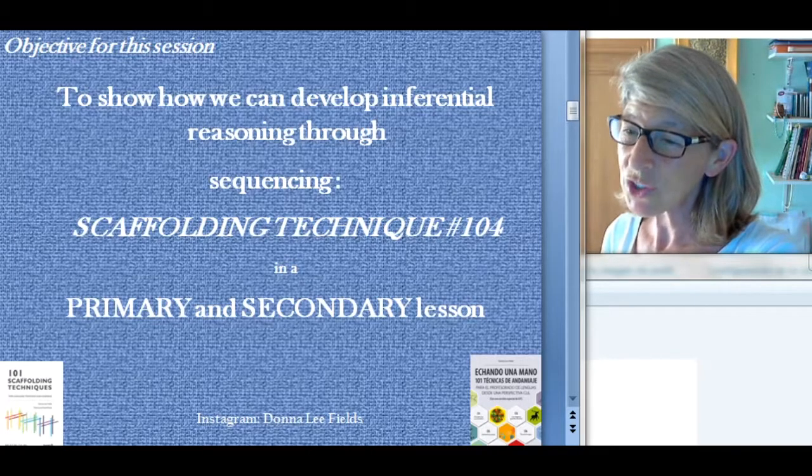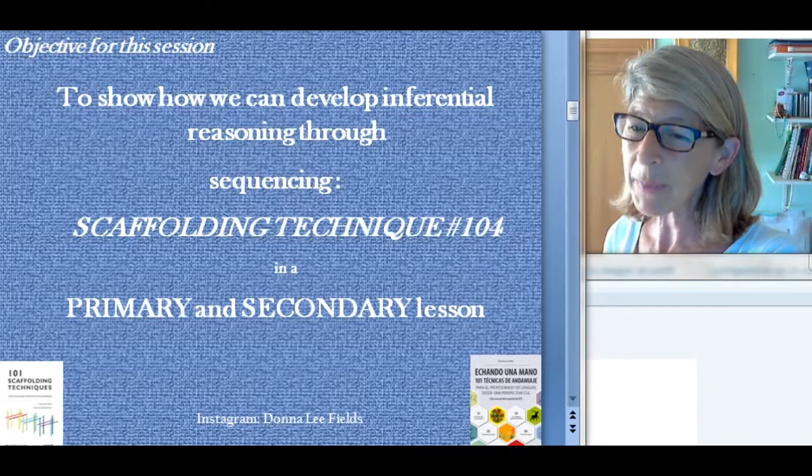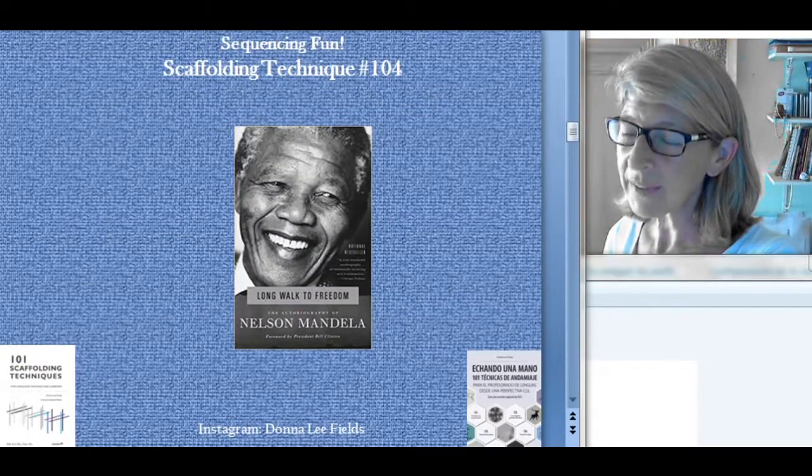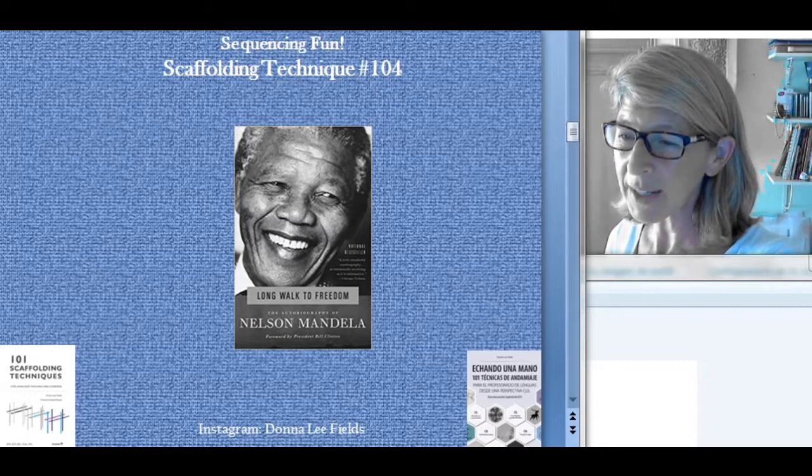Today's objective is to show how sequencing can be used to develop inferential reasoning. Let's start with a secondary literature lesson. Your students need to read the autobiography of Nelson Mandela.